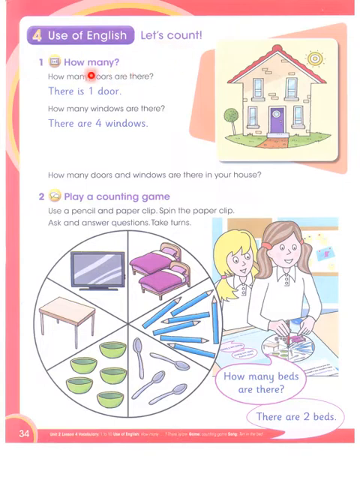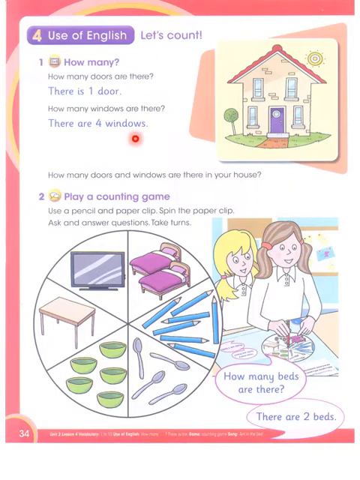Let's count. How many doors are there? These are the windows and this is the door. So there is only one door. We will say there is one door. How many windows are there? You will count the windows: 1, 2, 3 and 4. We will say there are four windows.